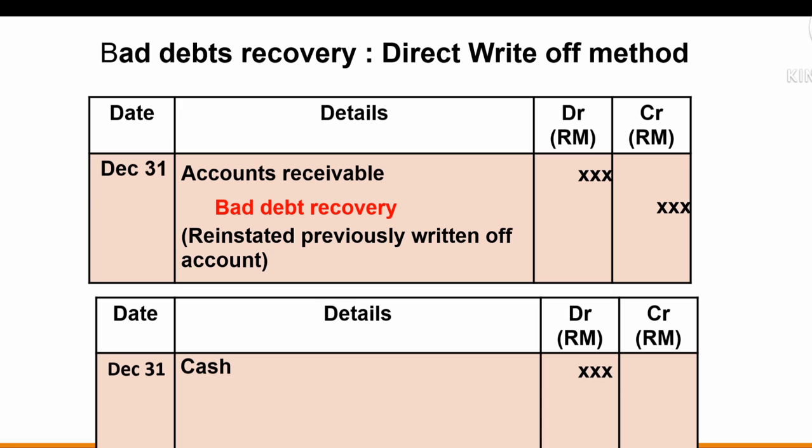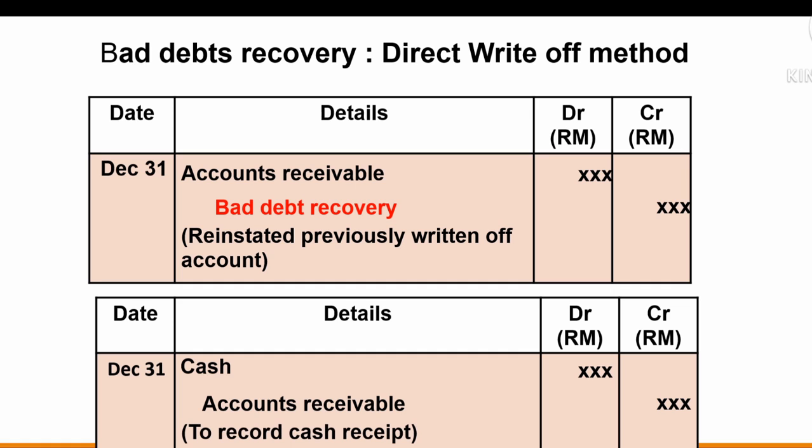And the second step, when we receive cash from the account receivable, we have to debit cash and credit account receivable. We have to close the account receivable because they have made payment to the company. So, we should record cash received from customer. This one we have to record under the direct write-off method.